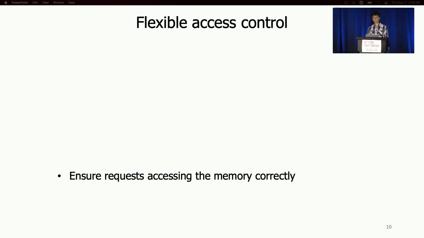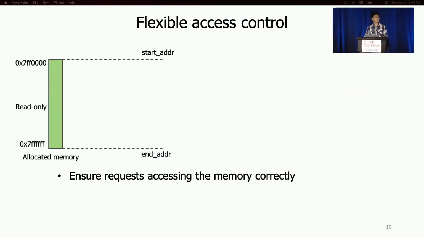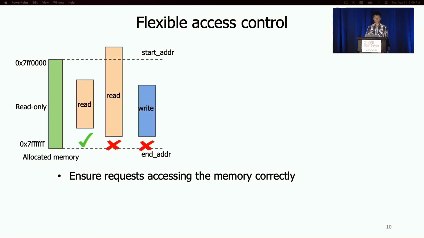Another important feature of Bedrock is access control. This figure here shows an access control rule which specifies the start address and the end address of an accessible memory range. It also specifies the permitted operation for that range, in this case, read-only. If a request has the wrong range or the wrong operation, we should reject this request.